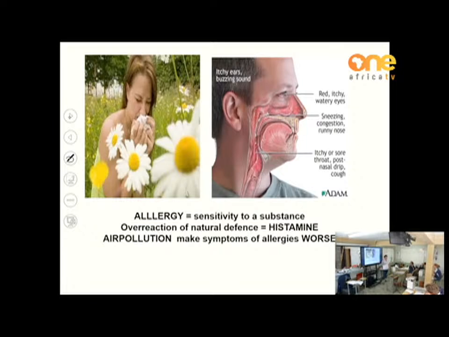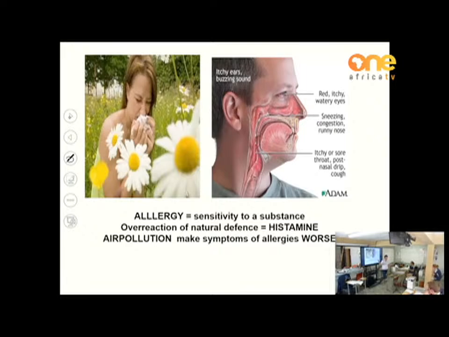So there is a substance in my body. It will not do me harm. It is a harmless substance, but my body thinks there is something that needs to be destroyed. To do that, my cells will secrete a protein that is called a histamine.